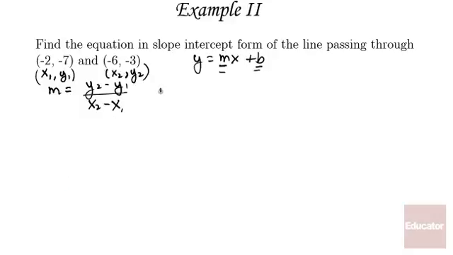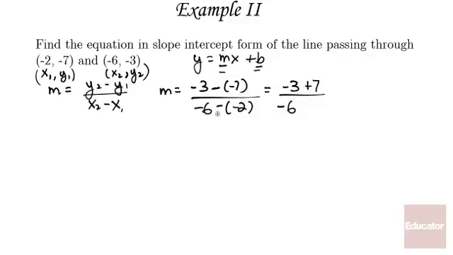Okay, so m equals y2, which is -3 minus -7, over -6 minus -2. -3, and that's negative and negative becomes a positive, so +7, minus 6, a negative and a negative, that's +2. -3 plus 7 is 4. -6 plus 2 is -4. I have the slope now. The slope is -1. My next thing is to find b, which is the y-intercept.